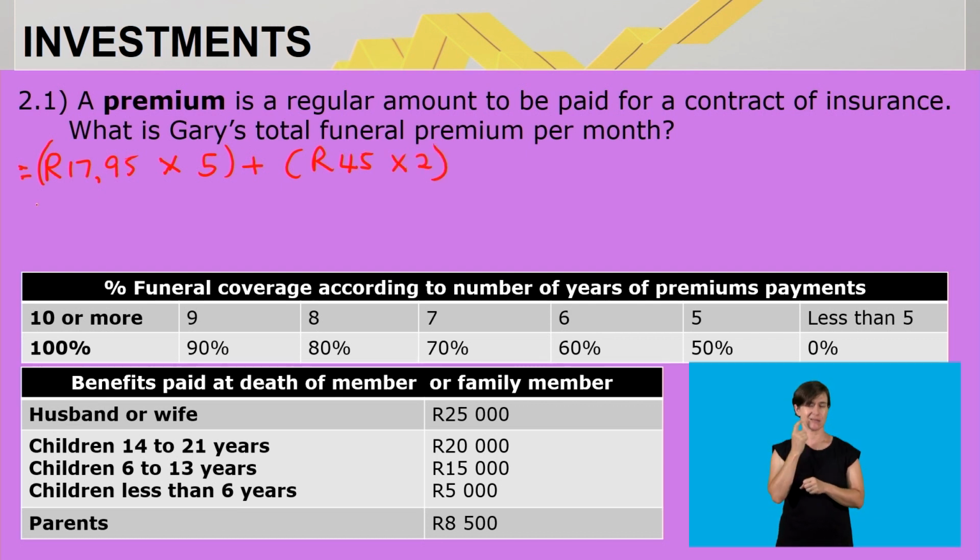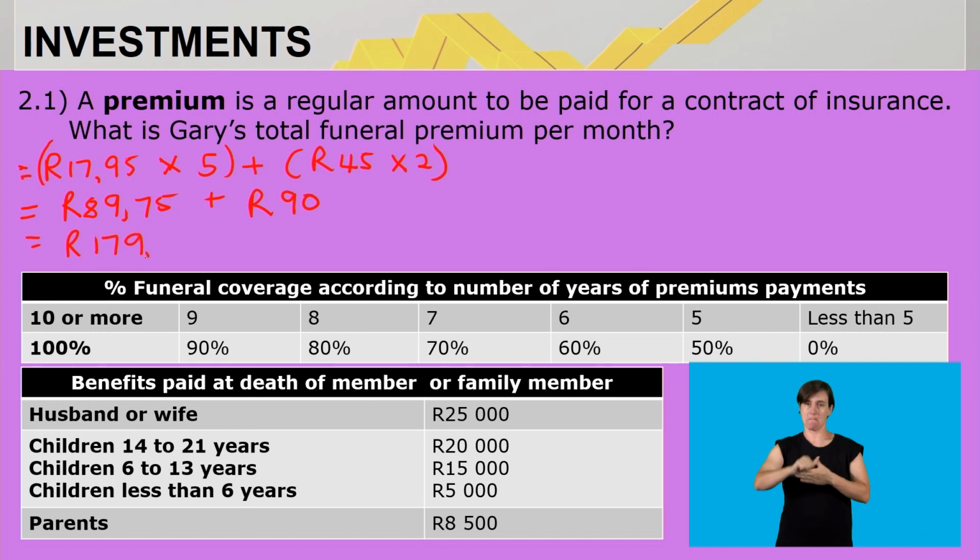So let's simplify this. 17.95 multiplied by 5 will give us a total of 89 Rand and 75 cents. That's for the 5 of them. Plus 45 times 2, that will give us 90 Rand for his parents. We would like to know the total funeral premium per month, so I have to add the 2 together. 89 Rand 75 cents plus the 90 Rand will give us a total of 179 Rand and 75 cents. This is what Gary needs to pay on a monthly basis for the 7 of them. Guys, I hope that makes sense. So 179 Rand and 75 cents.